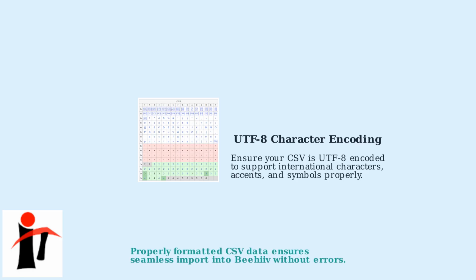To ensure all characters are handled correctly, especially for international subscribers, your CSV file must be encoded in UTF-8 format. This encoding supports a wide range of characters, including accents, symbols, and non-English text, preventing data corruption during import. Using a properly structured and encoded CSV file guarantees that your subscriber data imports smoothly into beehiiv, allowing you to build and manage your email list effectively.